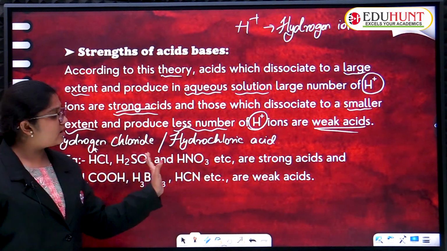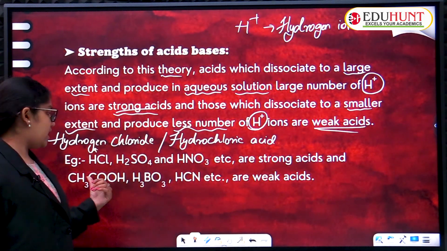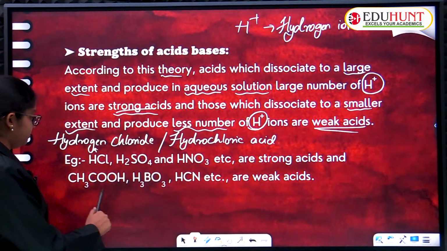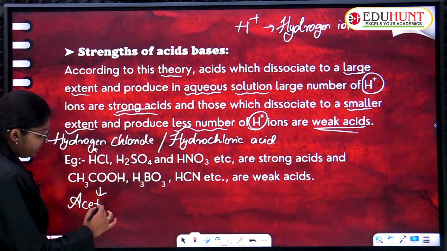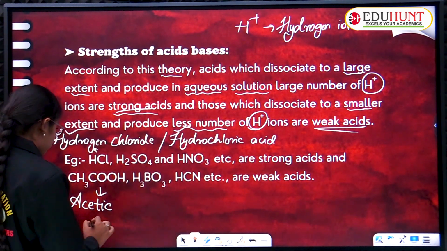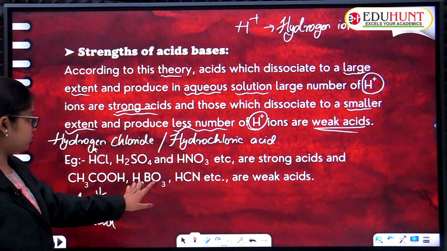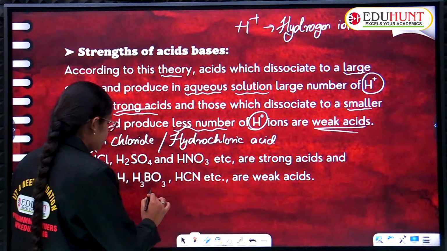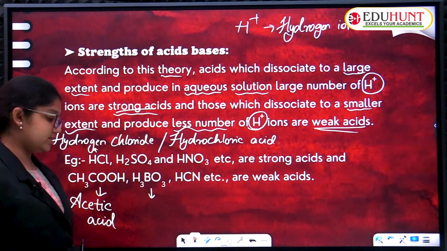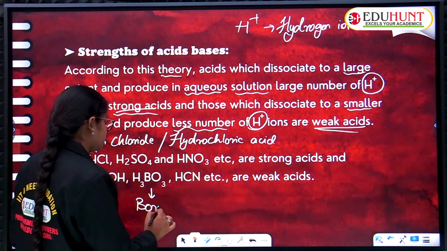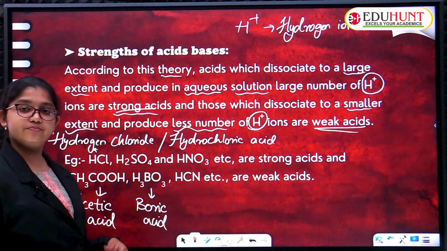So these three and many others are regarded as strong acids, and the other three and so on are called weak acids. Let's learn them. CH3COOH is known as acetic acid. H3BO3, the second example of a weak acid, what is its name, children? It is named boric acid. Now the third example, HCN. What is HCN?